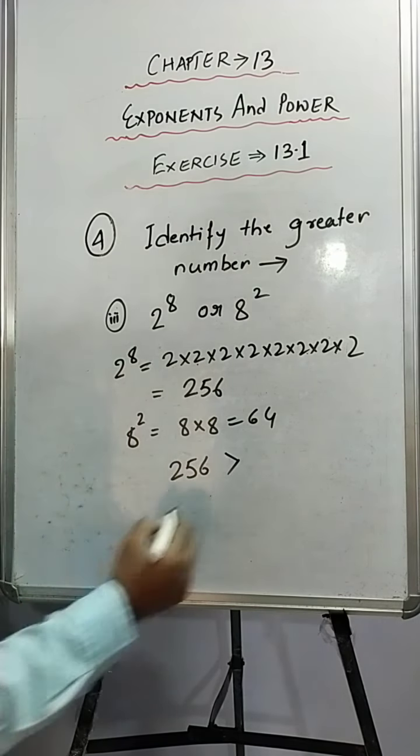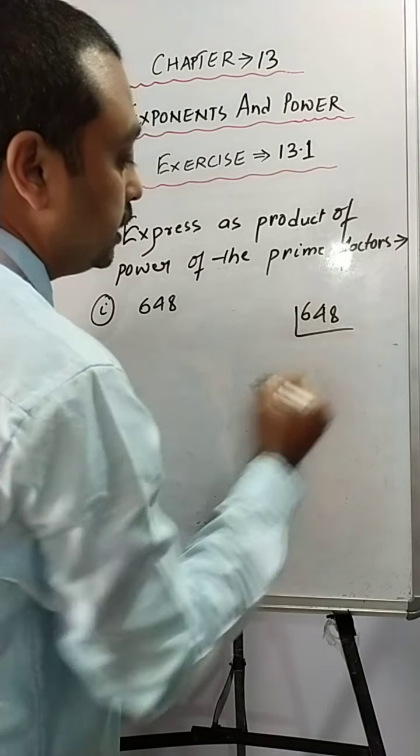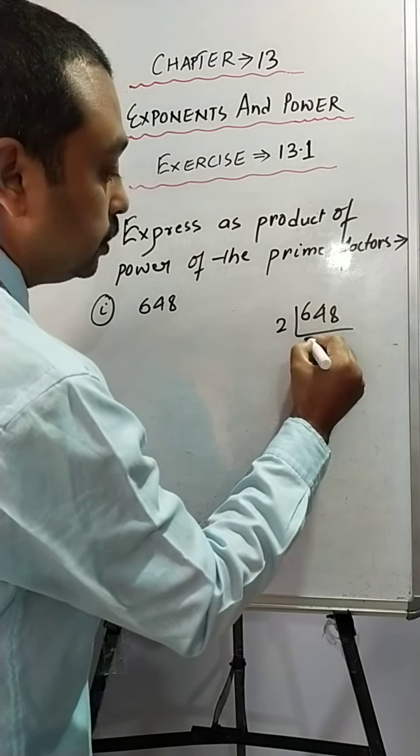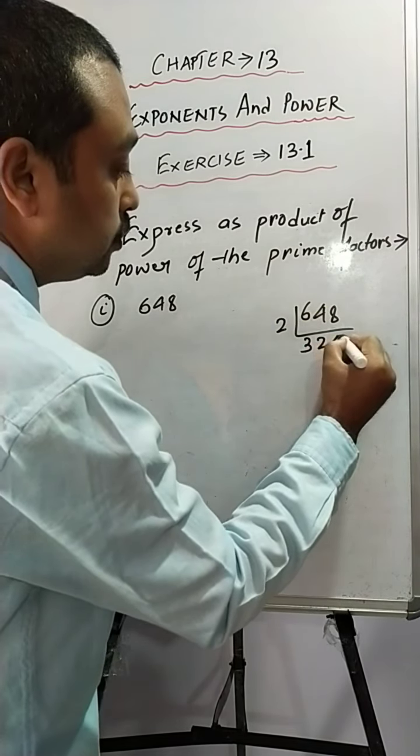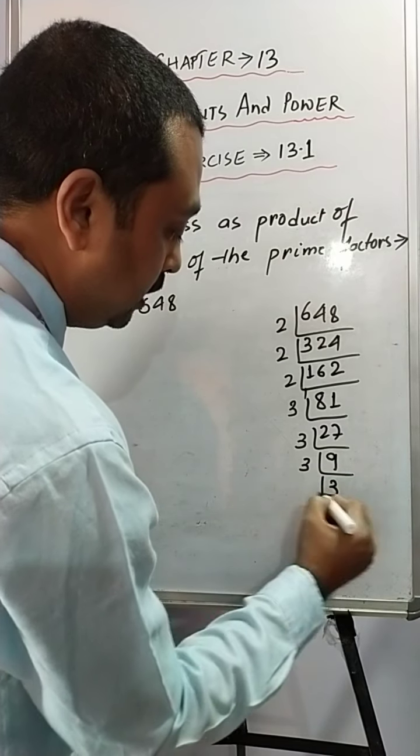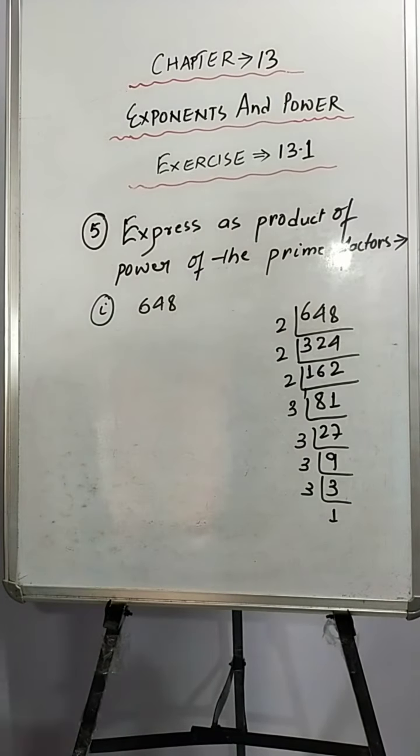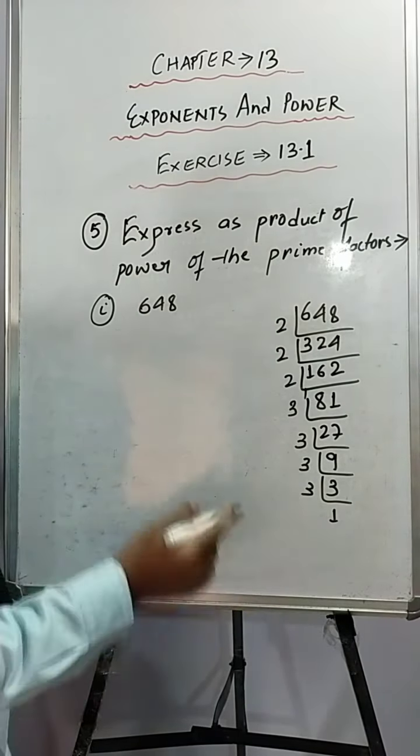Now first of all we have to prime factorize 648. This is divisible by 2. So 2 3s are 6, 2 2s are 4, 2 4s are 8. Again it is divisible by 2. 2 1s are 2, 2 6s are 12, 2 16s are... Now this is no more divisible by 2. It is divisible by 3 now. So 3 9s are 27, 3 3s are 9, 3 1s are 3. Okay, now we'll write all the prime factors of 648: 2 into 2 into 2 and 3 into 3 into 3 into 3.